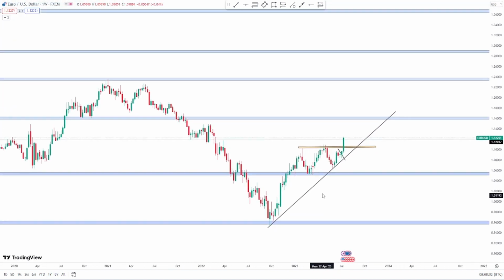On the weekly time frame, overall we are in a downtrend, a bearish trend. But on the immediate trend, we are in an uptrend. Overall we are bearish, but immediate we are bullish, and we are pointing to the upside.